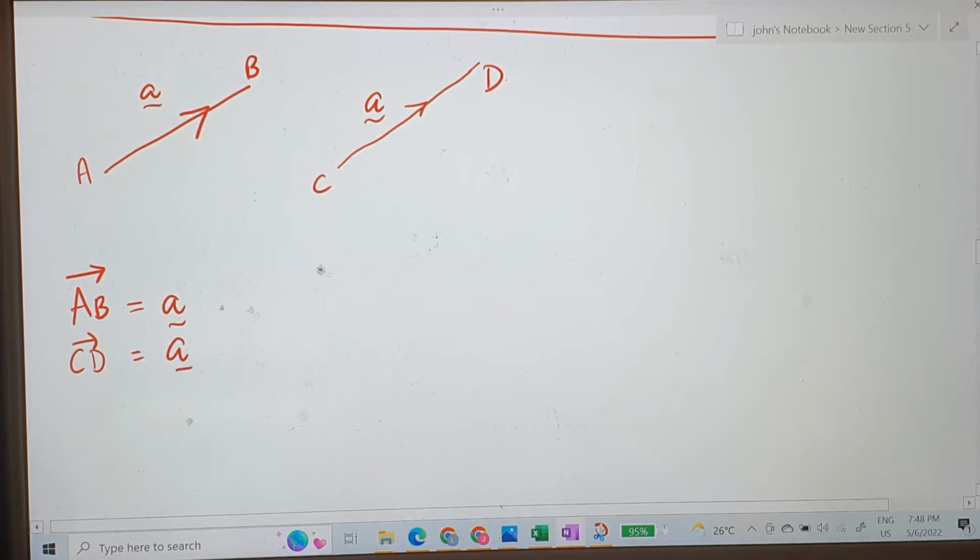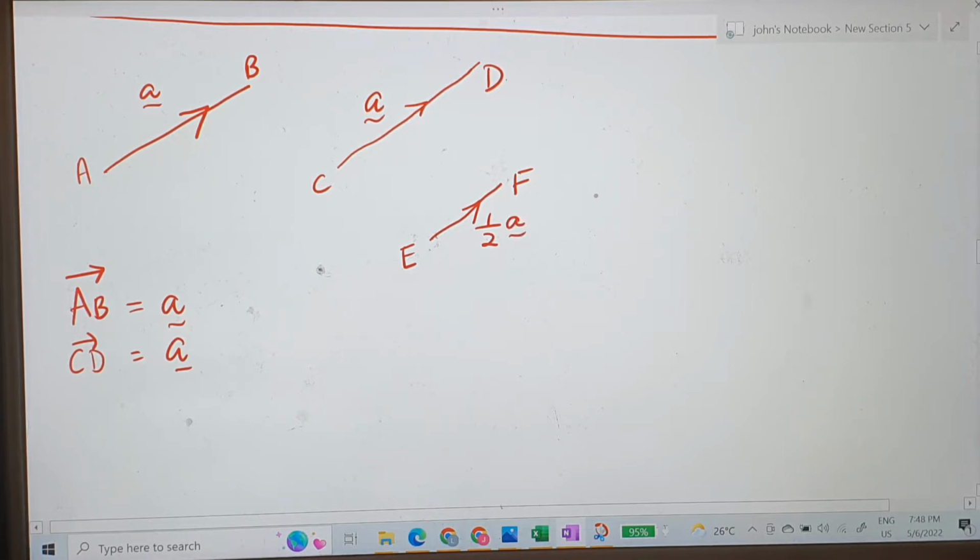So these are what we call equal vectors, right? Same direction, same length, or same magnitude. Now let's say we have another line that is parallel to AB and CD. Let's call it EF, but it's only half the length of CD and AB. Then this will be half A.